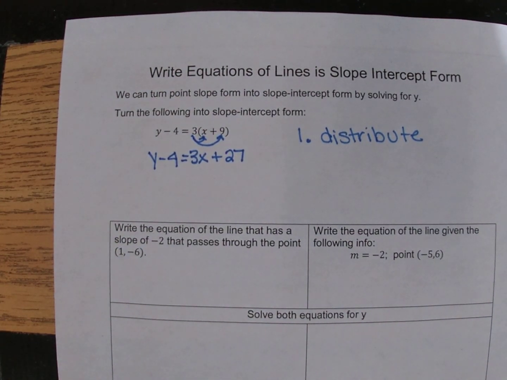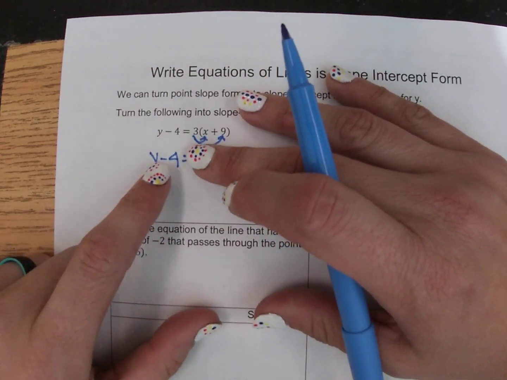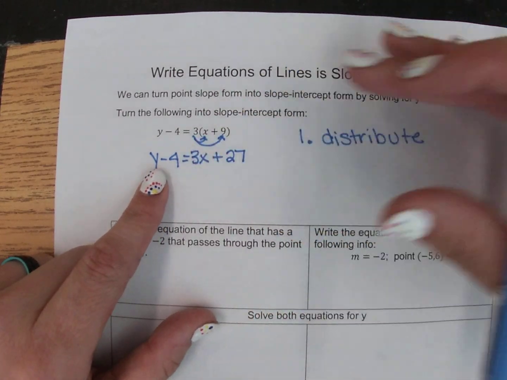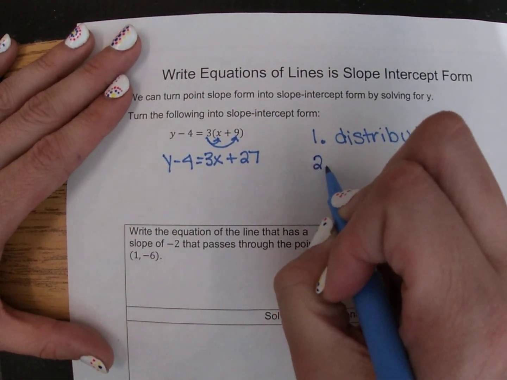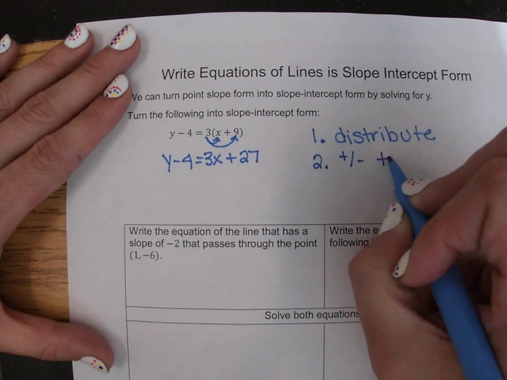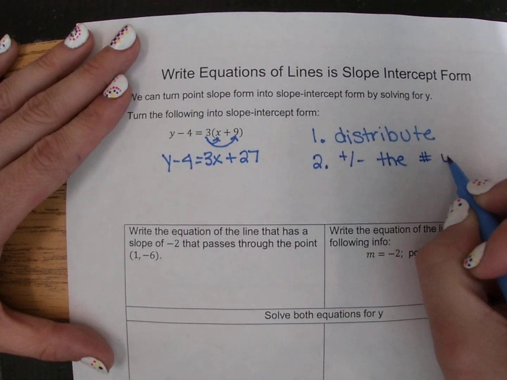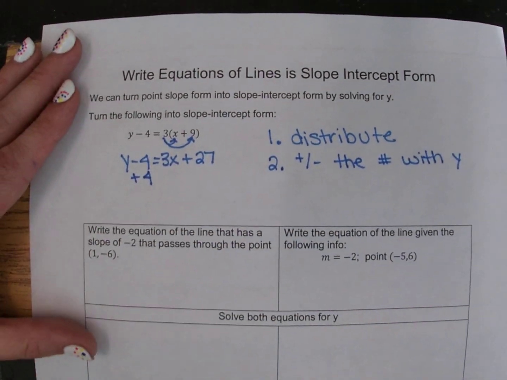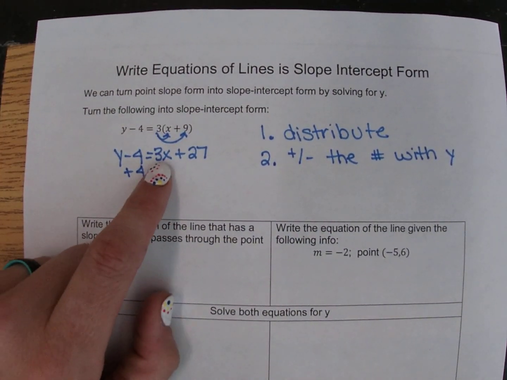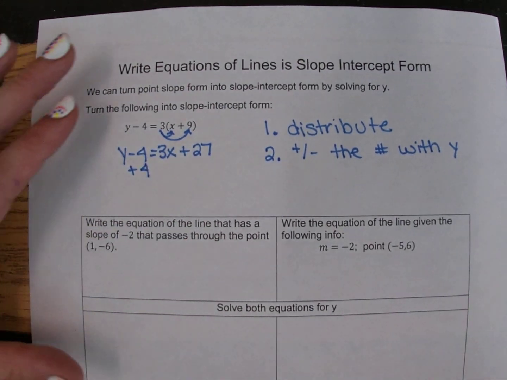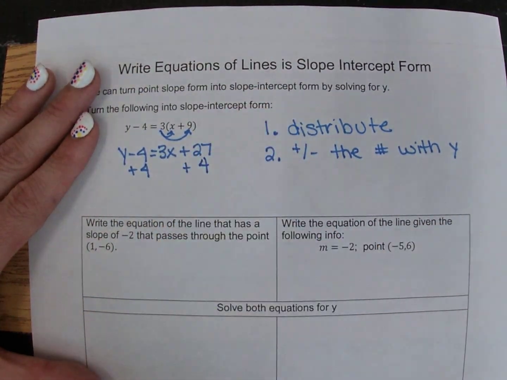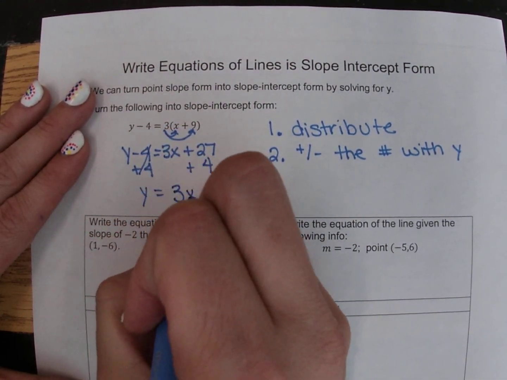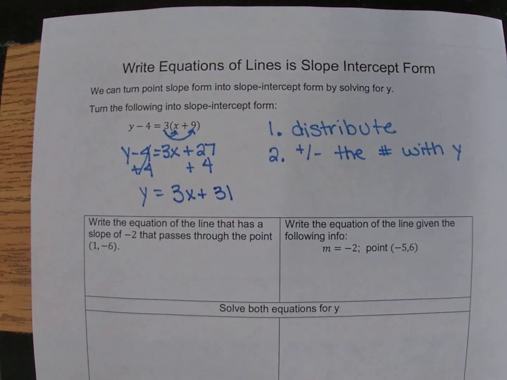If we want to get y by itself, we're looking at the y side, we want this alone, so we're going to have to move this 4. We undo subtraction with addition. So our second step is to add or subtract the number with y. I'm going to add 4, and I'm going to add it not underneath the x, because 4 isn't a like term with 3x, but it's a like term with 27. So I'm going to add it over here. Those cancel, and y equals 3x plus 31.